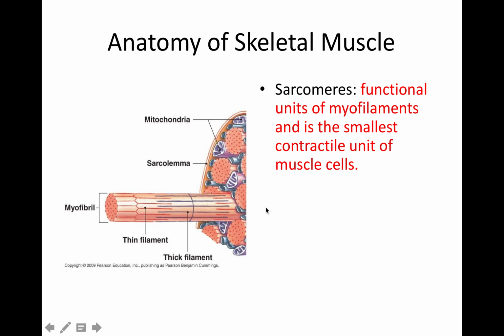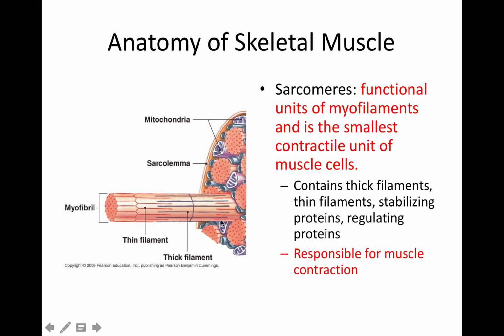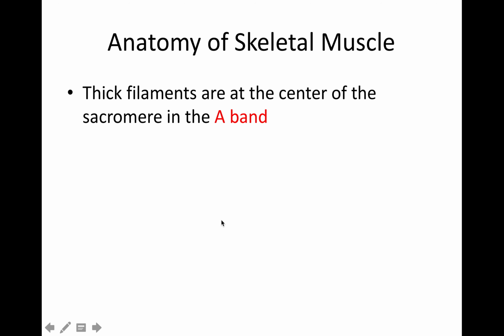So if we go even smaller, we know our muscle cells are made out of myofibrils, but myofibrils are made out of units called sarcomeres. Sarcomeres are what contain your thick and thin filaments, and they're the smallest contractile unit of muscle cells. And this is what's going to be responsible for muscle contraction.